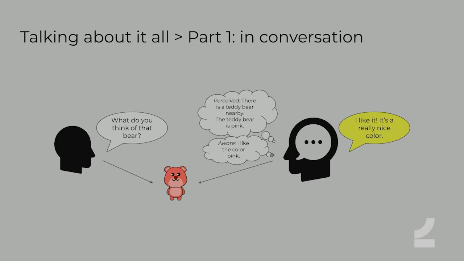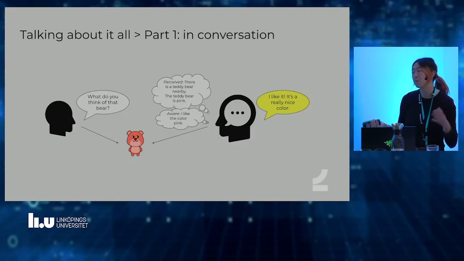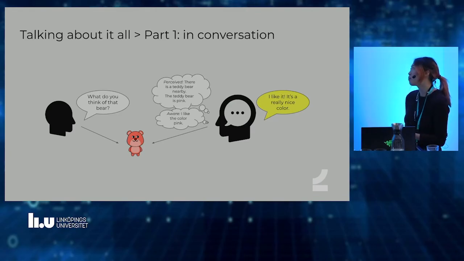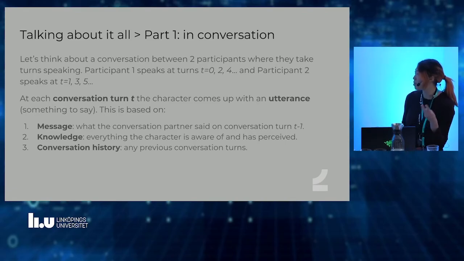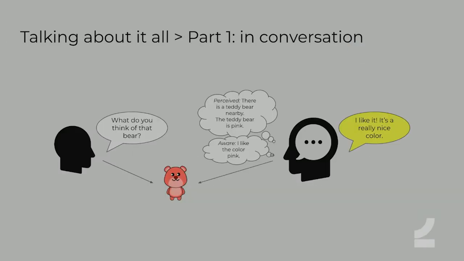So then in the interpretation phase, which happens in the language model, they might come up with, oh, actually, I like this bear. It's a really nice color. So that statement is grounded both on the question and the knowledge. So modeling this as a traditional supervised learning problem, where you train a machine learning model to predict some outputs given some inputs, basically the input is those three things: message, knowledge, and conversation history, and the output is an utterance.